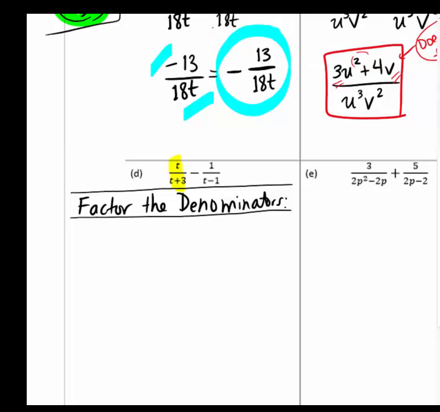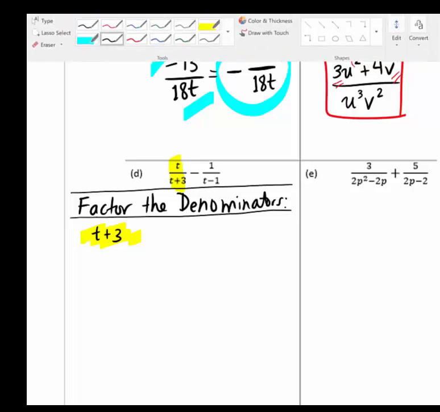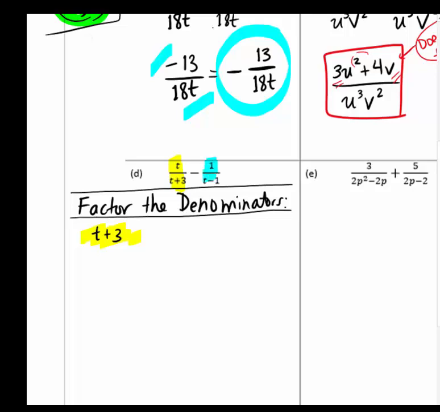Let me look at the first fraction. His denominator is t plus 3. But you know what? That guy can't be factored, right? He's too simple. It's just two terms. And two terms can only factor into difference of squares, difference of cubes, or sum of cubes. But none of those apply. Alright, but it was a valiant effort.